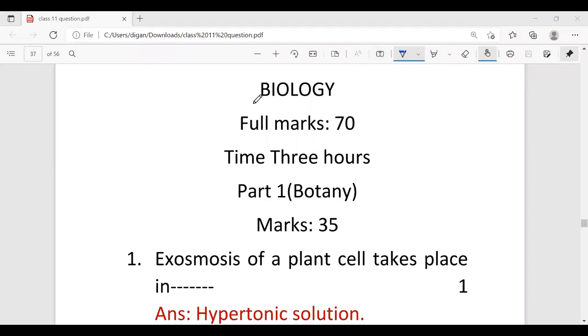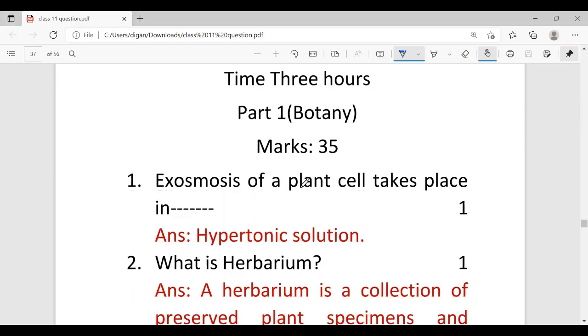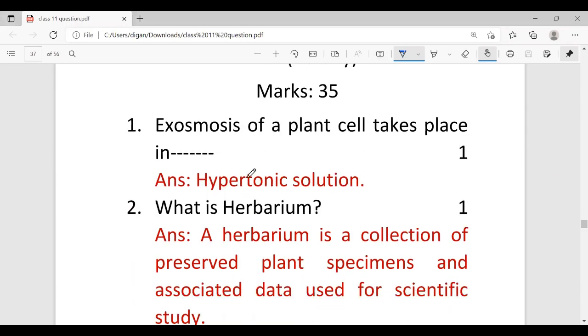Let's start today's video with another question paper of biology, and this is the question paper of 2020. So come to the first question. The first question is: exosmosis of a plant cell takes place in, and the answer is hypertonic solution.